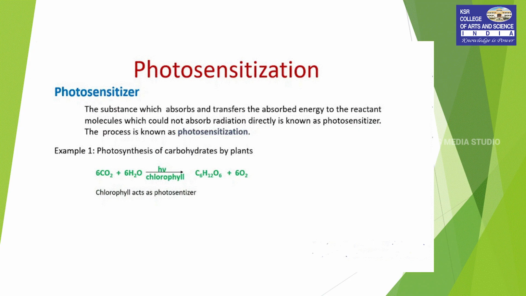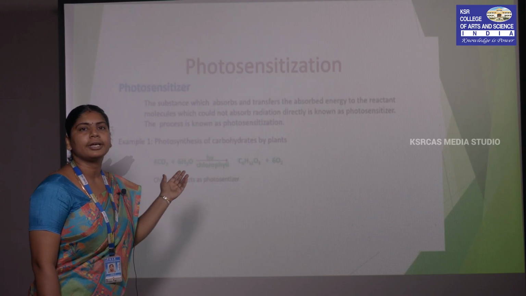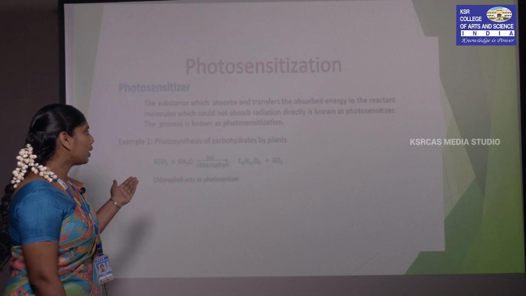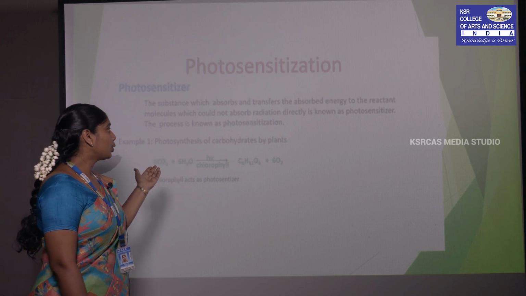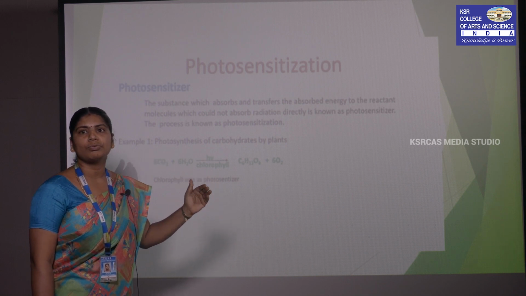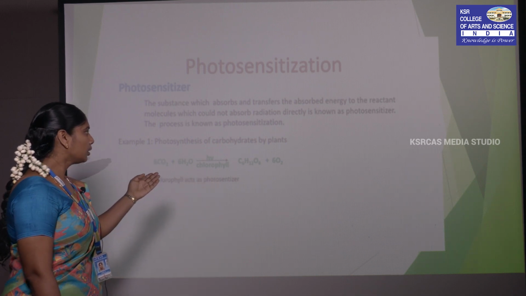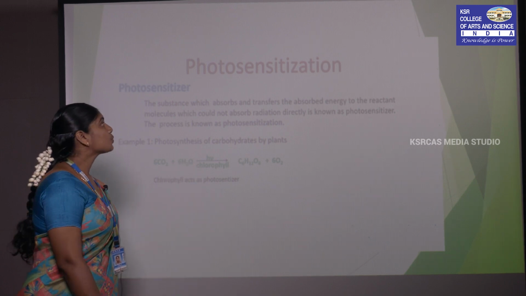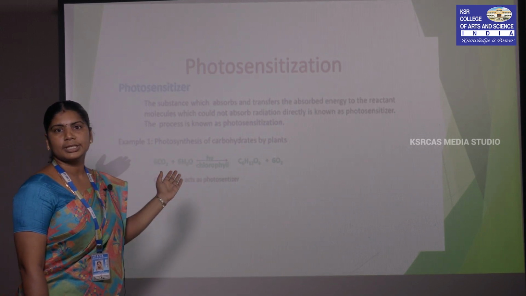One example is photosynthesis of carbohydrate by plants. See this reaction: carbon dioxide molecule reacts with water molecule, and finally we get the product carbohydrate with emission of oxygen. In this reaction, chlorophyll acts as the photosensitizer. This overall process is called photosensitization.